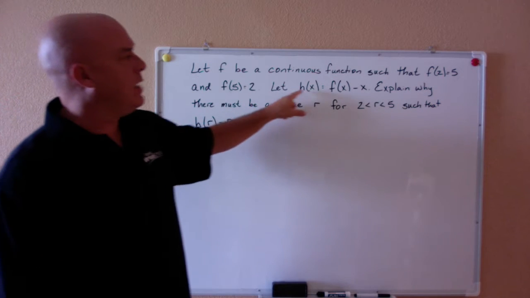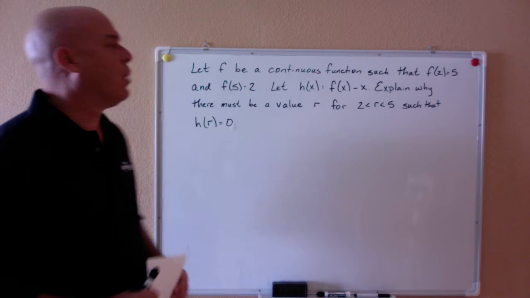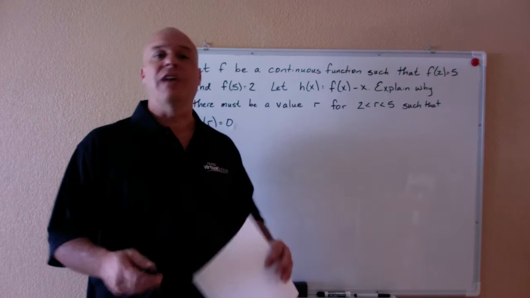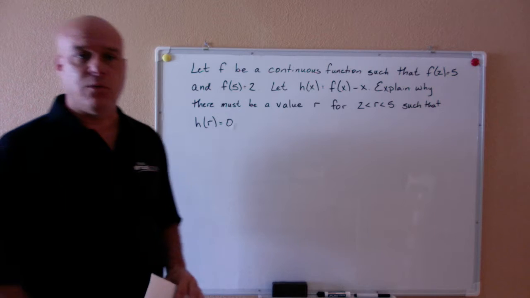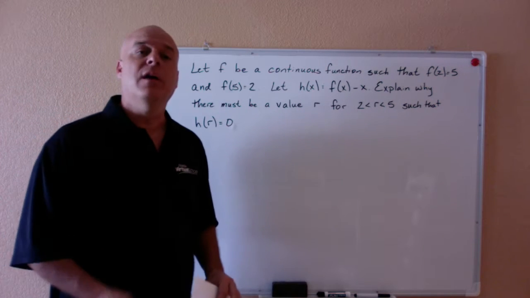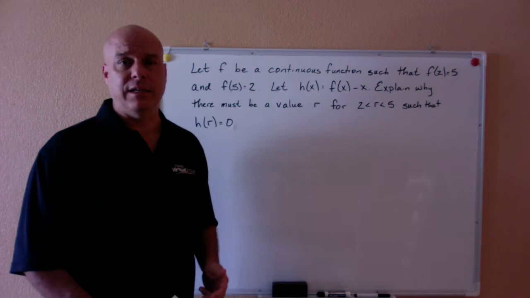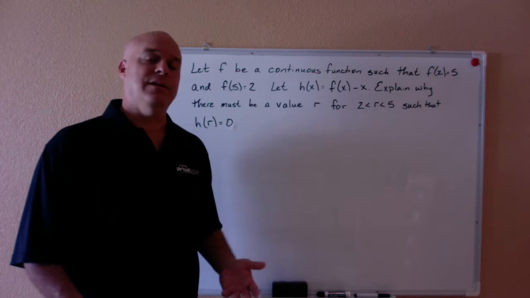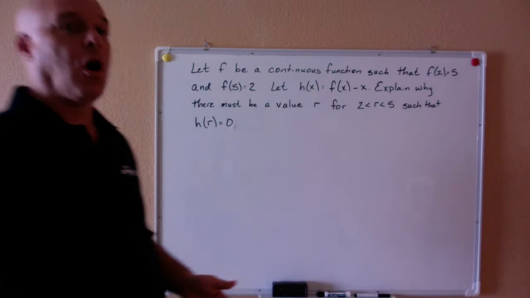We're told that we're going to let h of x be the function f of x minus x. And we're asked to explain why there has to be a value r such that r is between 2 and 5 and h of r has to be equal to 0. Since we have a continuous function for f, I can show that first of all h is going to be continuous, and then I can show that based on the intermediate value theorem that means I'm going to have to cross the x-axis when I graph h of r.